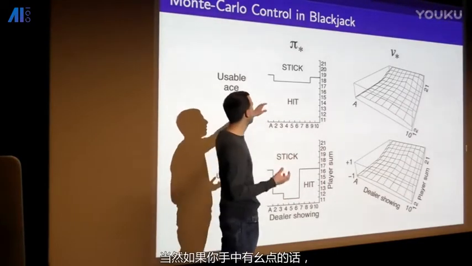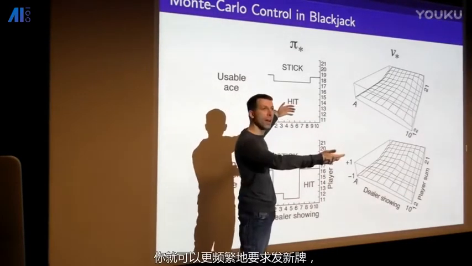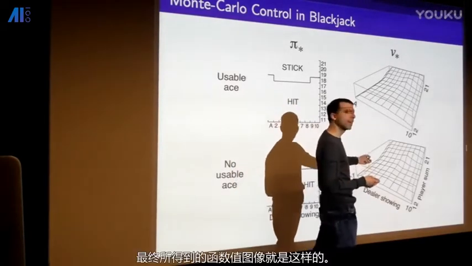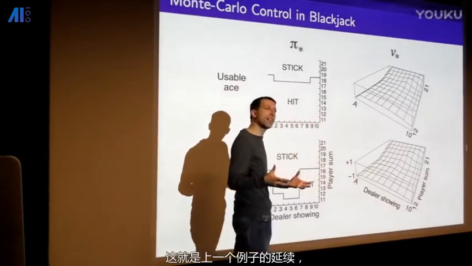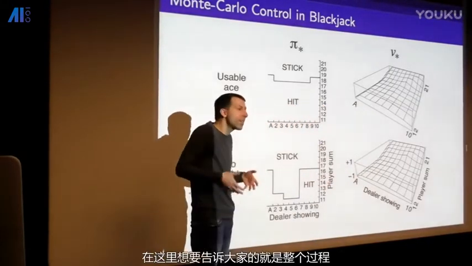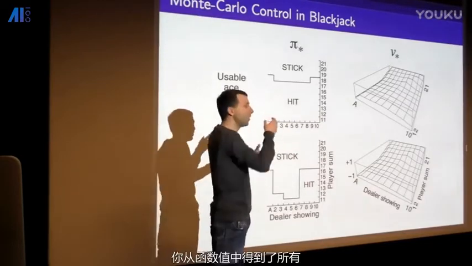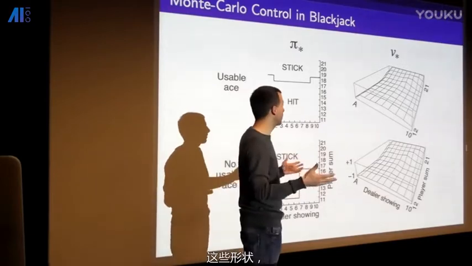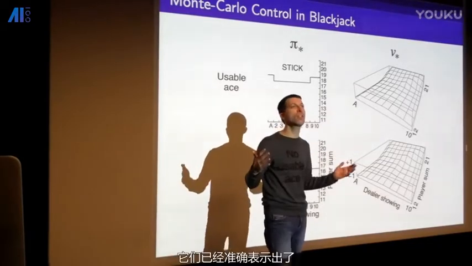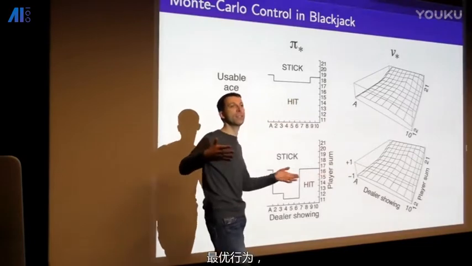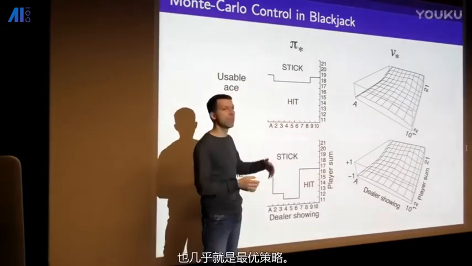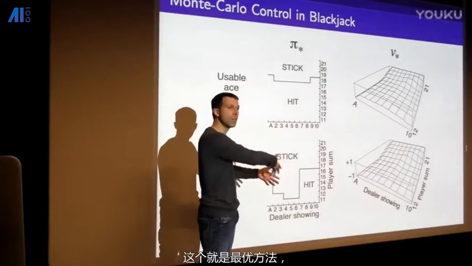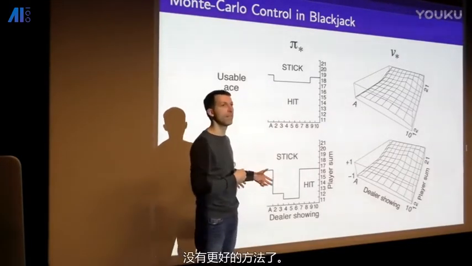If you've got an ace in your hand, of course you can afford to ask for more cards more often, because that ace can either be a 1 or 11. And then this is what the value function looks like. So it's just a continuation of that last example to show you that this process really does end up with usable information, in the sense that you get these nice shapes out of these value functions that characterize exactly the optimal behavior in this domain, and you really end up with the optimal policy. There's no way to do better than this in this particular game that we've described. This is the optimal way to behave.